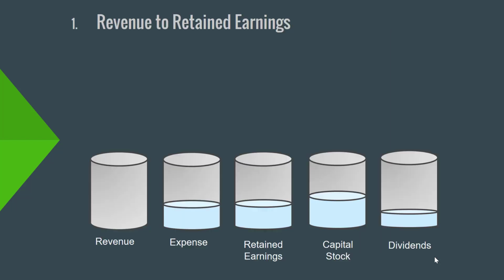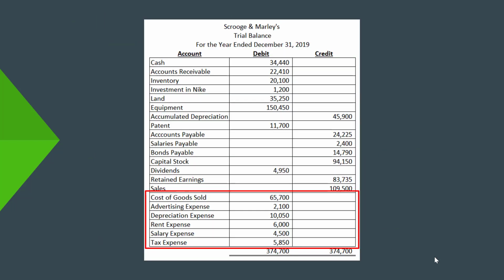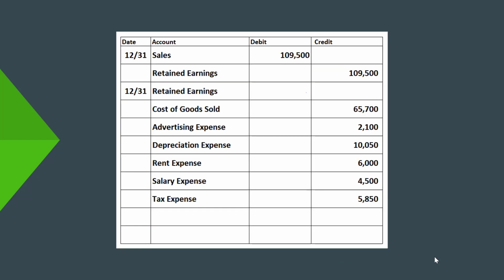Now, the second journal entry is going to be to transfer the expense balance into retained earnings as well. Now, expenses, if we look at the trial balance, we have a lot of those. You could do each of these as individual journal entries like we did with sales, or to save time, you could create one big journal entry, and that's what we're going to do here. So, the first thing we're going to do in creating this journal entry is to write a line for retained earnings at the top.